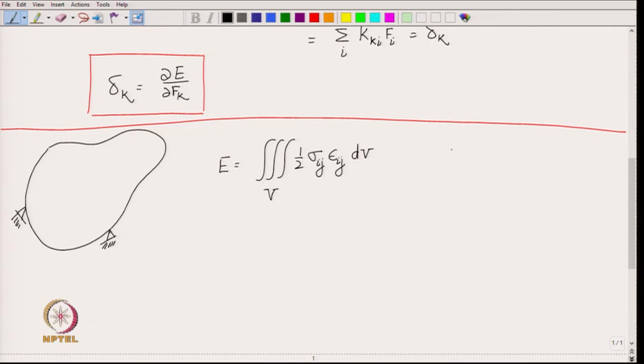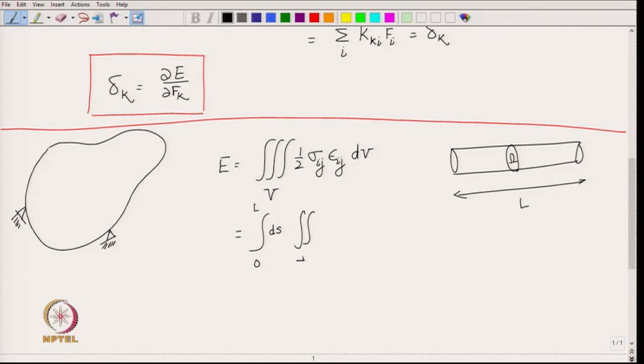So, suppose that we have this beam. This beam has got the length L and also the cross section, omega. So, as we vary the cross section, we go through the entire volume of the beam. So, this volume integral here could also be written as integration over the length 0 to L ds, S for the arc length, and then the integration over the cross section omega, half sigma ij epsilon ij d omega.